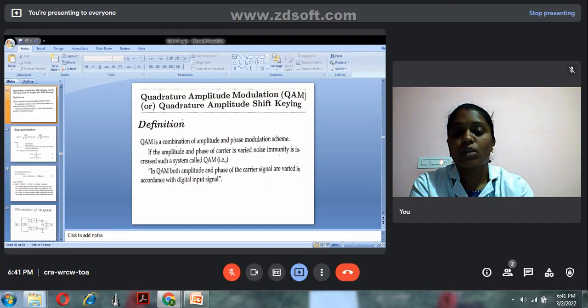Quadrature amplitude modulation, that is QAM, or quadrature amplitude shift keying. The definition for QAM is a combination of amplitude and phase modulation scheme. If the amplitude and phase of the carrier are varied, the noise immunity is increased. Such a system is called QAM. That is, in QAM, both amplitude and phase of the carrier signal are varied in accordance with the digital inputs of the signal. This is the definition for QAM.